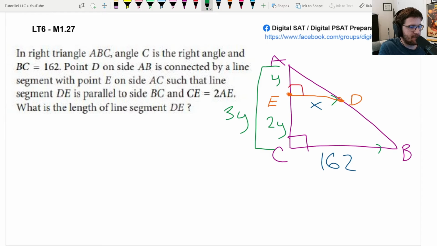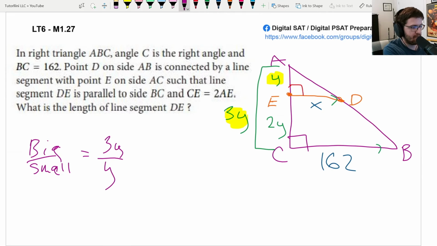Now I think I can do, I mean, you can kind of see it differs by a factor of 3. But I'll still go and set up the proportion. So big over small equals, okay, how about 3y over y, which is just 3 over 1, and 162 over x, corresponding big over corresponding small. These triangles are similar, so we can do that.